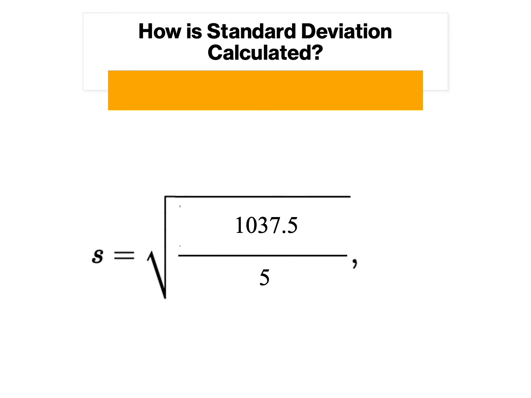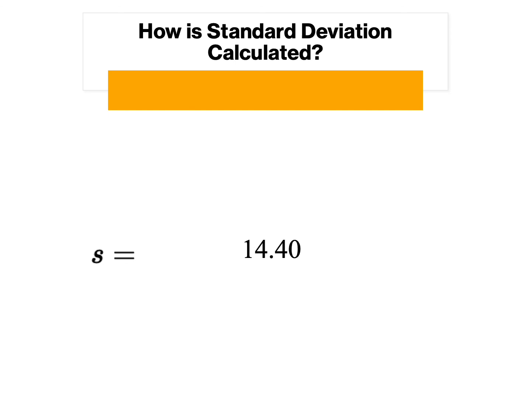Our formula is now saying that the standard deviation of our test scores is the square root of 1037.5 divided by 5. Our standard deviation is the square root of 207.5. Finally, we've calculated our standard deviation to be 14.40.